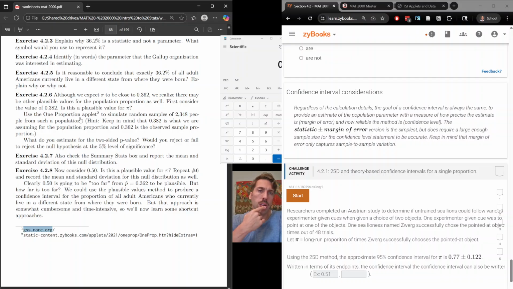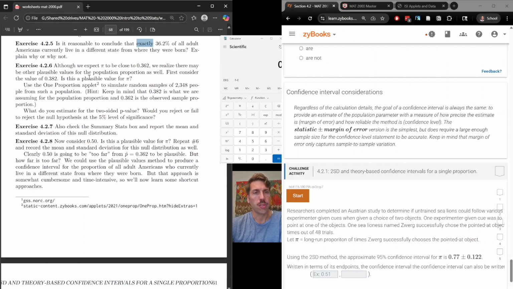Okay, so number 5, is it reasonable to conclude that exactly 36.2% of American adults currently live in a different state from where they were born? Explain why or why not. The key word there is exactly. That's a key word for that question. Okay, although we expect pi to be close to 0.362, so number 6 gives you a good hint for number 5, we realize there are many other plausible values for the population proportion as well.